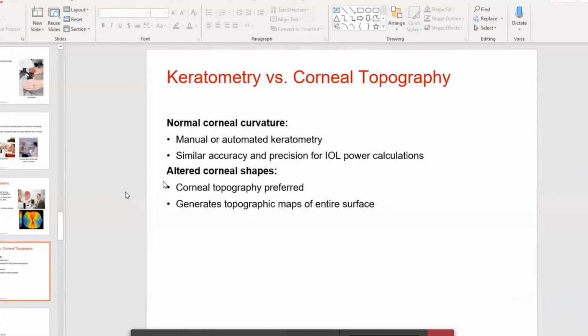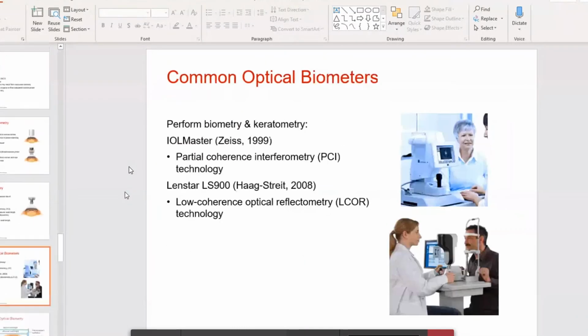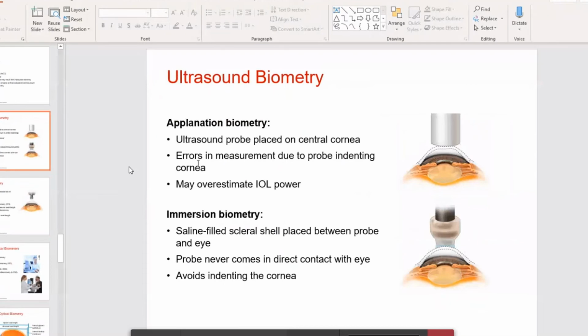Just for the benefit of those that did not attend the diagnostic session, I'm going to show you what the different parameters look like. I don't have a picture of the instrument for the ultrasound biometry, but this is what I'm talking about in terms of contact ultrasound biometry. The ultrasound probe has a direct contact with the cornea, indenting it. Immersion biometry is better because it's immersed in a cup of fluid and doesn't directly touch the central part of the cornea, therefore it's not indenting it.